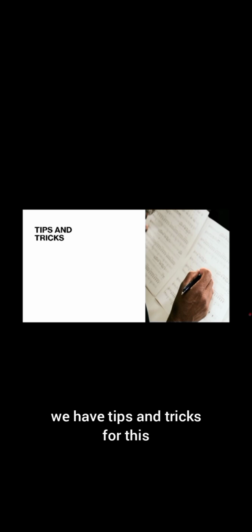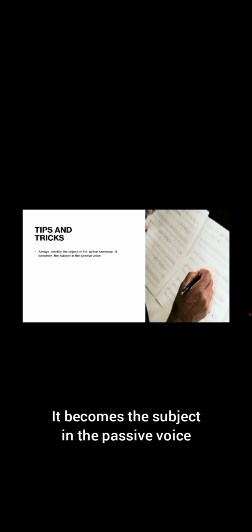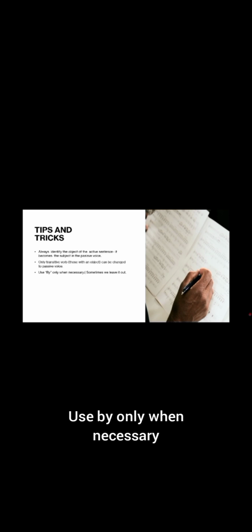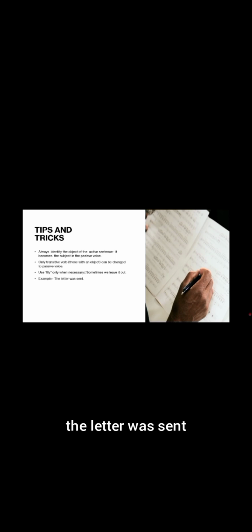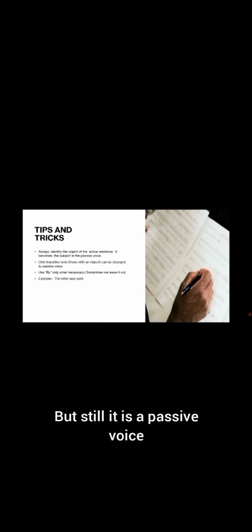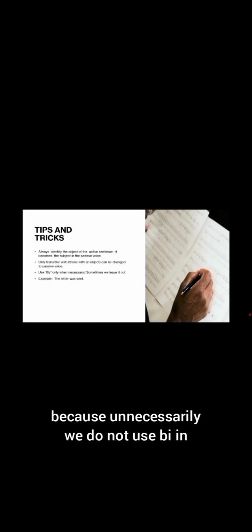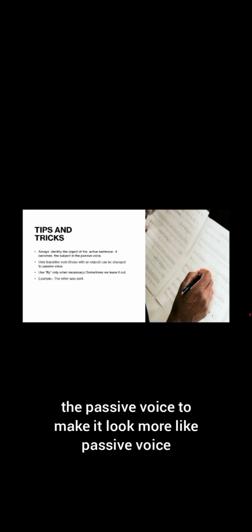Moving forward, we have tips and tricks for this. Always identify the object of the active sentence. It becomes the subject in the passive voice. Only transitive verbs, meaning those with an object, can be changed into passive voice. Use by only when necessary. Sometimes we leave it out, for example, the letter was sent. We didn't use any by here, but still it is a passive voice, because we do not use by unnecessarily in the passive voice to make it look more like passive voice.